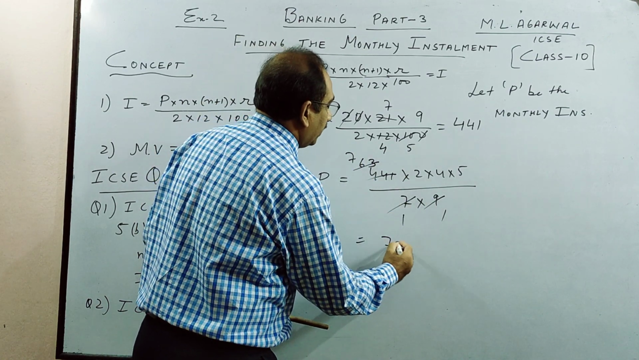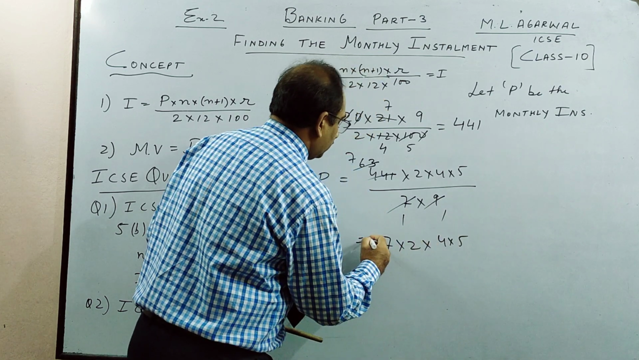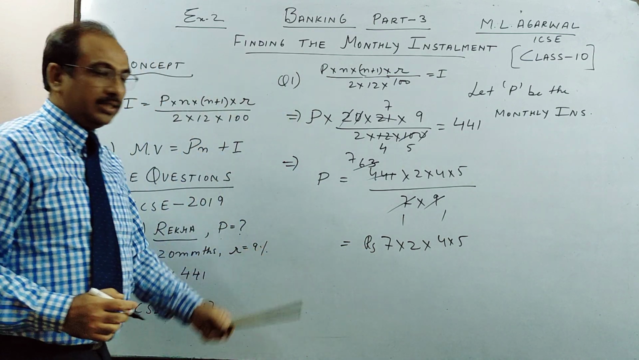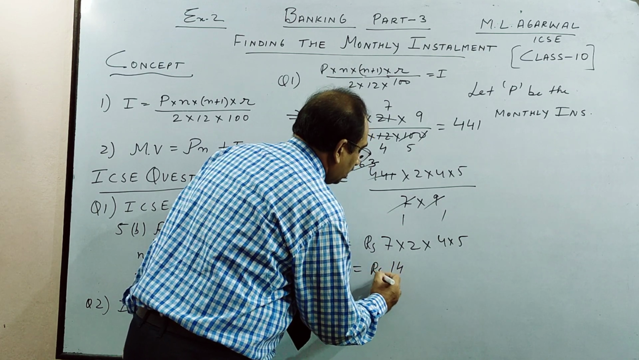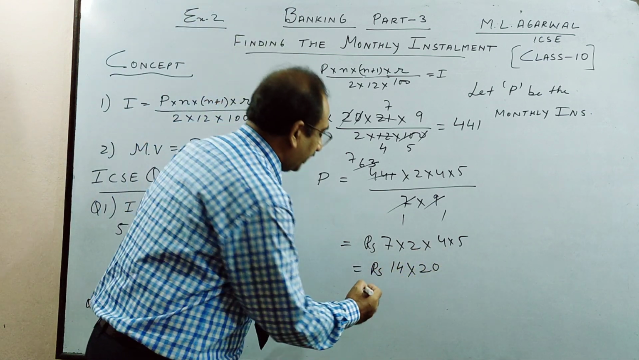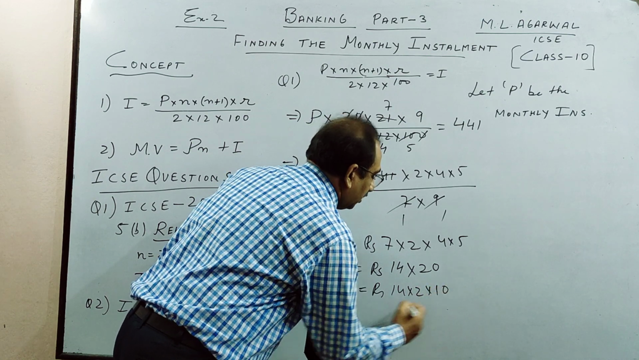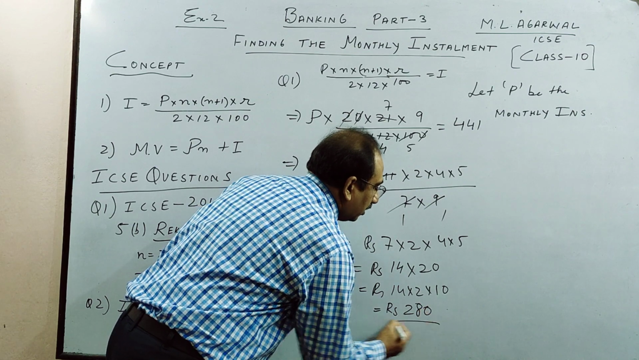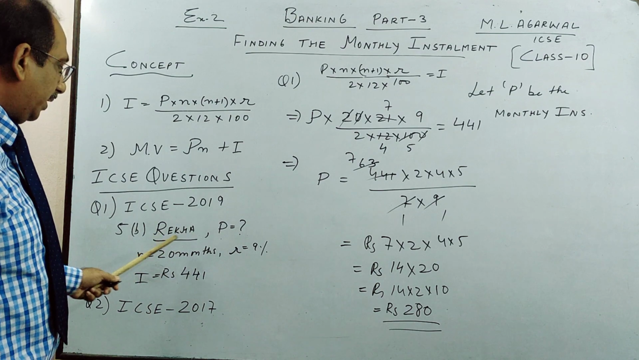So what do we get? 7 into 2 into 4 into 5. This much rupees is Rekha's monthly installment. So how do we do it, children? 7 2s are 14. See, I use a little bit of mental maths. 7 2s are 14, 4 5s are 20. This you can write as 14 into 2 into 10. This is nothing. 14 2s are 28 and a 0 comes. So this is the monthly installment of Rekha.